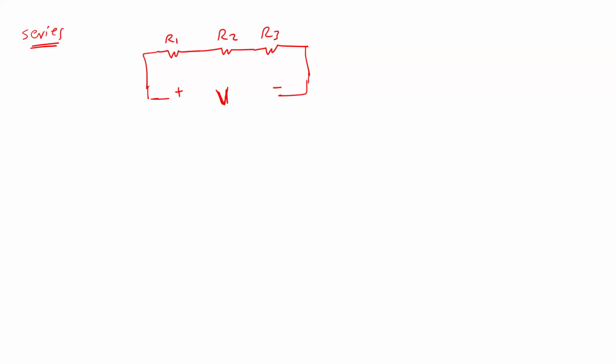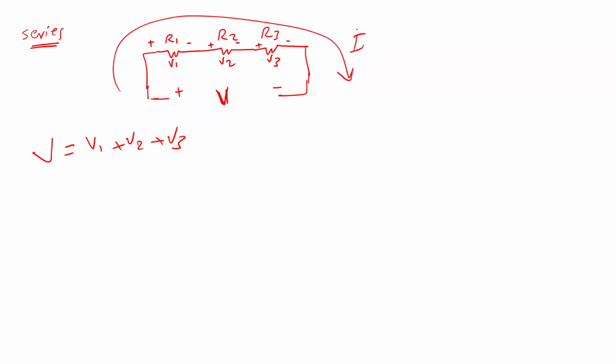As I told you before, because they are connected in series, this voltage is distributed among them. So here you have positive, negative V1, positive, negative V2, positive, negative V3. So V should equal V1 plus V2 plus V3. The voltage drop is distributed on them. This is if they are connected in series. But they have the same current, so we don't distribute the current. It's the same current, but the voltage drop is distributed on the resistors.